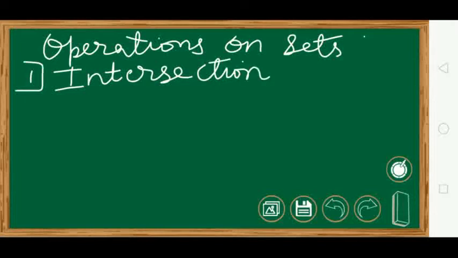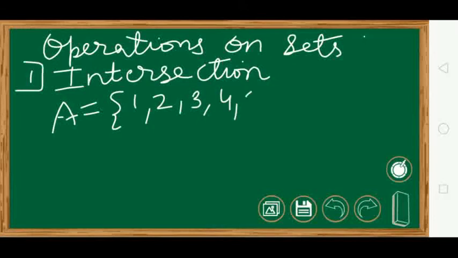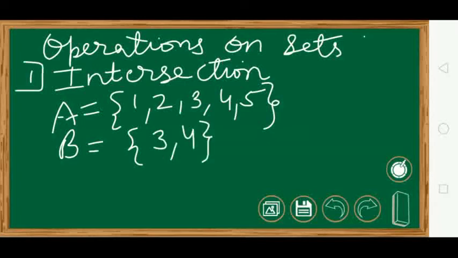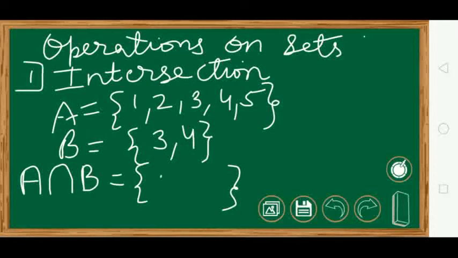Now suppose you have a set A equal to {1, 2, 3, 4, 5}, and you have a set B equal to {3, 4}. Now A intersection B, this is the intersection sign, is equal to all the elements which are common in these two sets, that is {3, 4}. So this is what you mean by intersection of two sets.